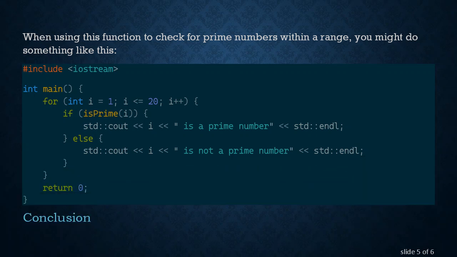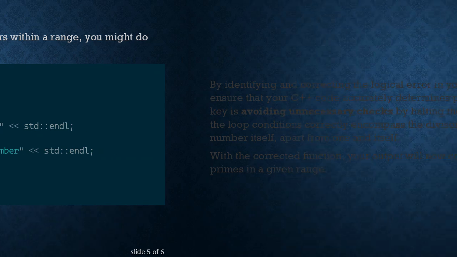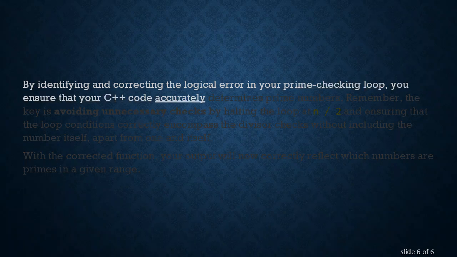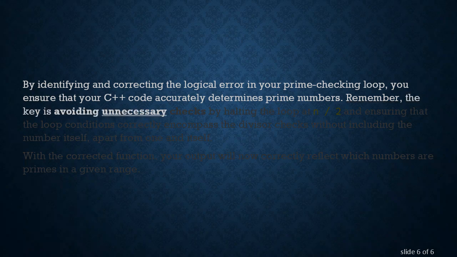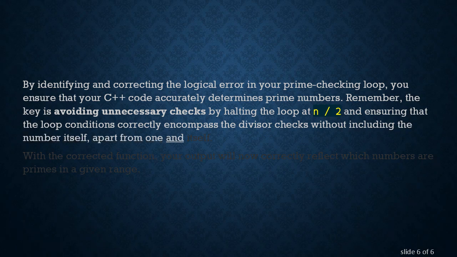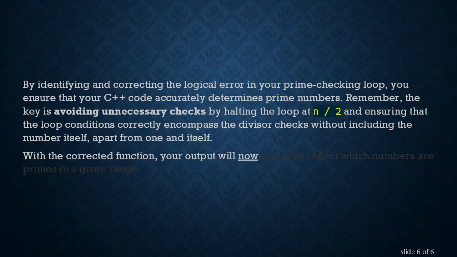Conclusion. By identifying and correcting the logical error in your prime checking loop, you ensure that your C++ code accurately determines prime numbers. Remember, the key is avoiding unnecessary checks by halting the loop at n/2 and ensuring that the loop conditions correctly encompass the divisor checks without including the number itself, apart from 1 and itself. With the corrected function, your output will now correctly reflect which numbers are primes in a given range.